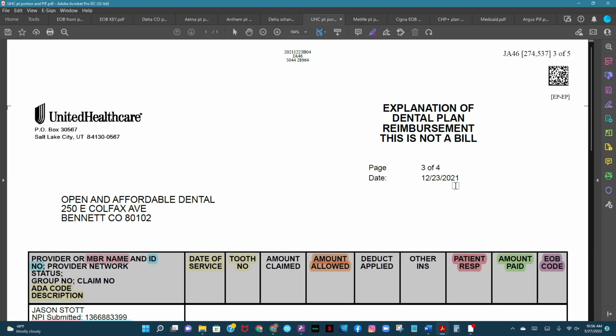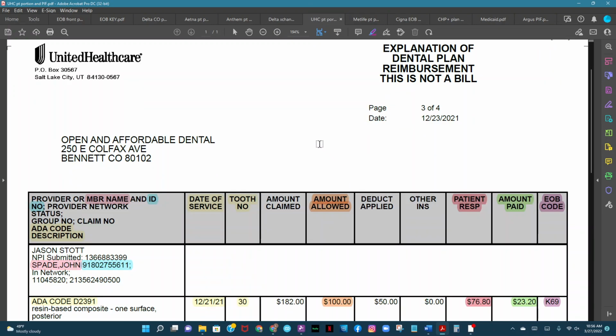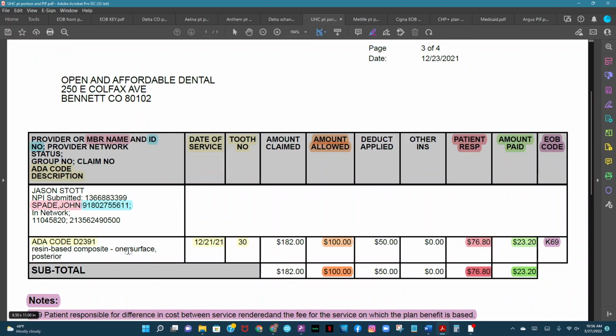Okay, on to the United Healthcare EOB. This one's a little different. As you can see, up here we have provider and member name. The provider name is Jason Stott. Member name is Spade John, so John Spade, and the ID number is right behind it. So this one is a little different. The subscriber and member name are typically the same, so there's only going to be one name. You'll never see multiple in these.